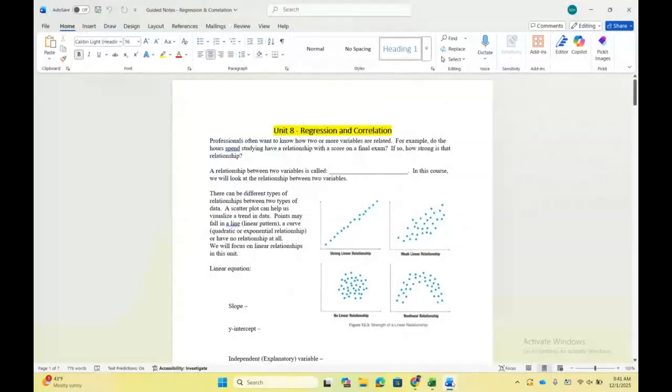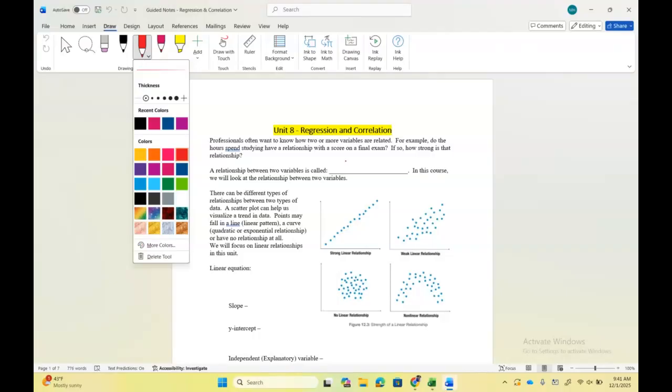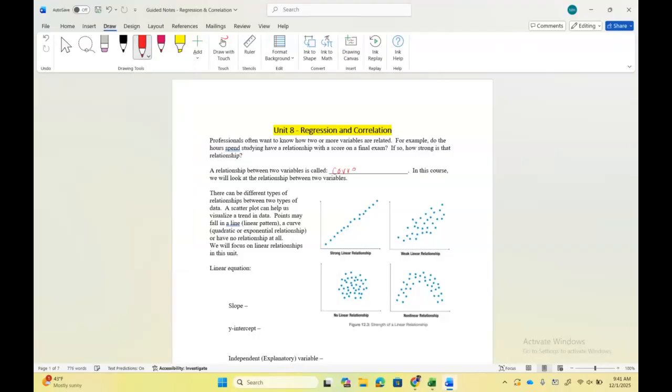All right, so we are going to talk about regression and correlation. And you can kind of read through this information up here. We're going to talk about this relationship between two variables. If one variable has an impact on the other, or relationship, that is called correlation. Okay, and there's different types of correlations.